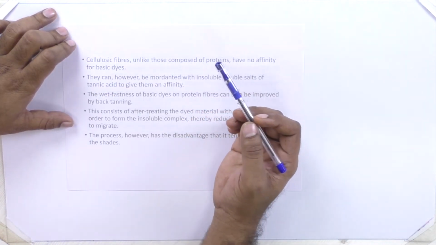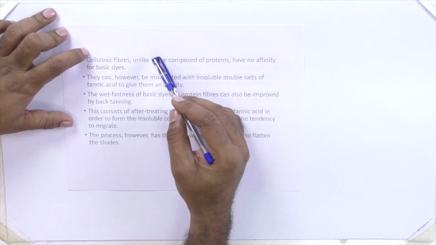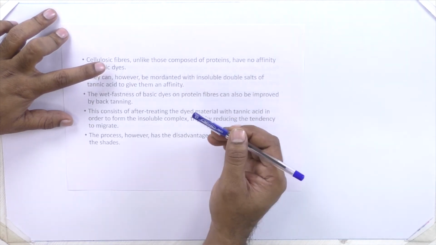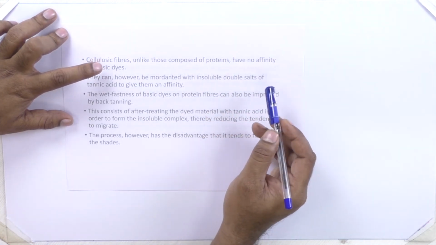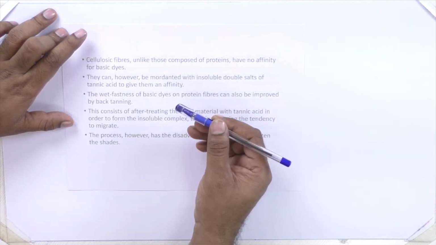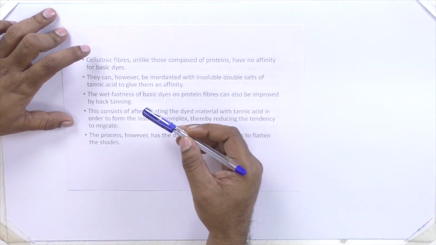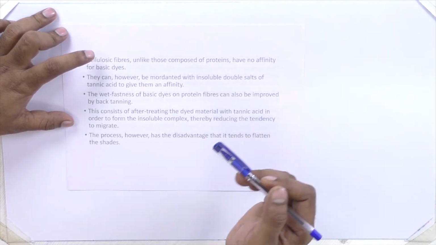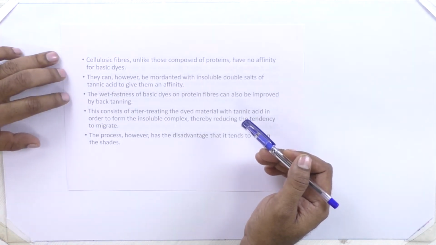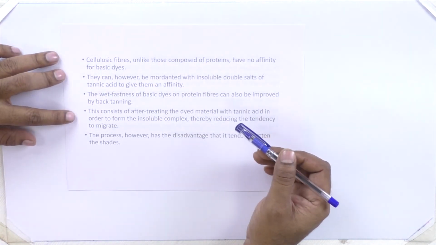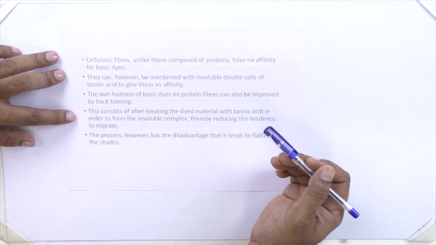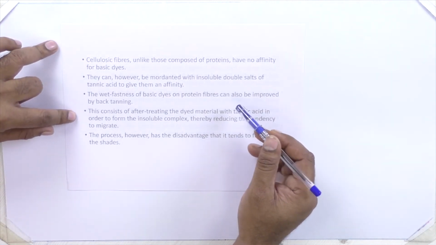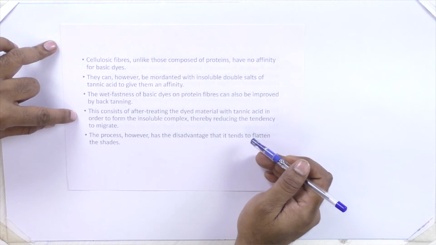Basic dyes have very poor affinity towards cellulosic fibers, unlike protein fibers. They can be mordanted with insoluble double salts of tannic acid to give them an affinity. The fastness of basic dyes on protein fibers can be improved by back tanning. That is, after dyeing you have to treat with the tannic process, but the tannic process will give flattened shades. So normally it is not practically used, and otherwise it will reduce the brilliancy of the colors.